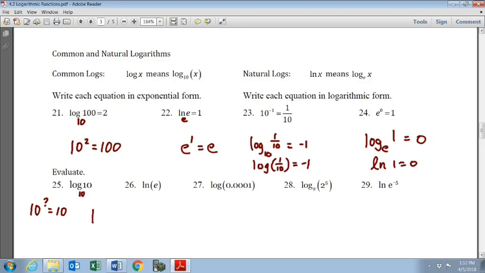All right, so again on number 26, I'm going to go ahead and put in the e, that's my base. So what exponent do you put on a base of e to get an answer of e? Well, that would just be 1.